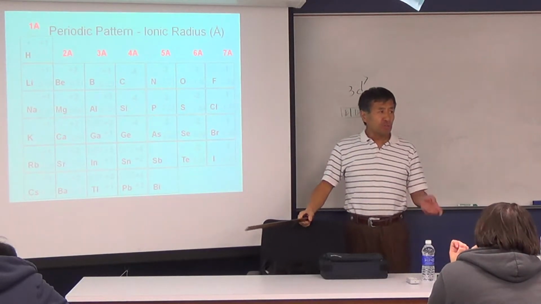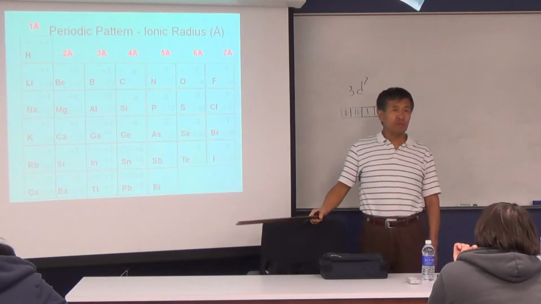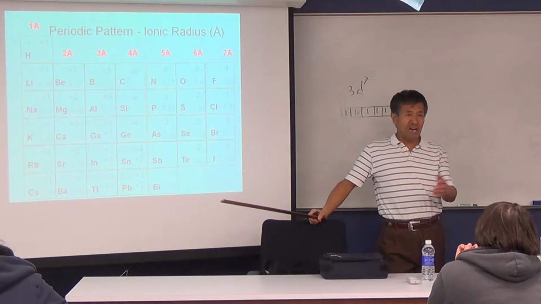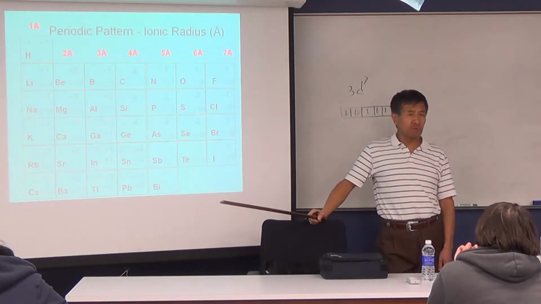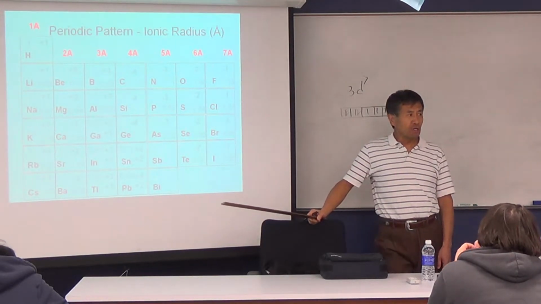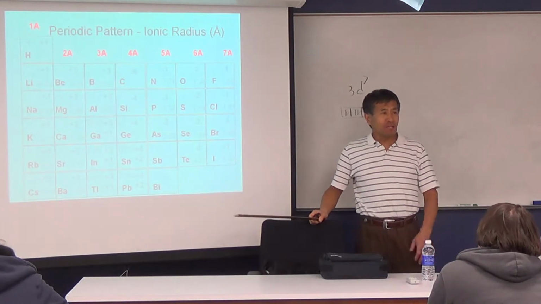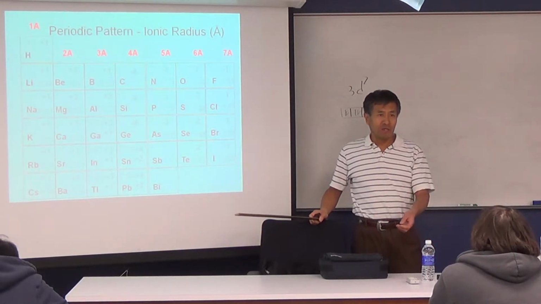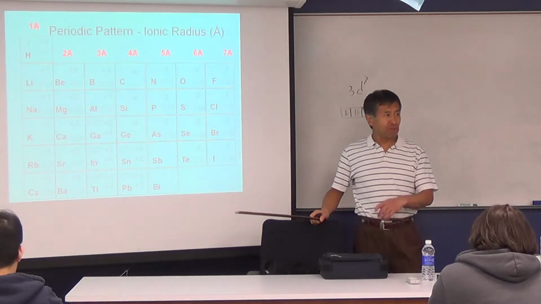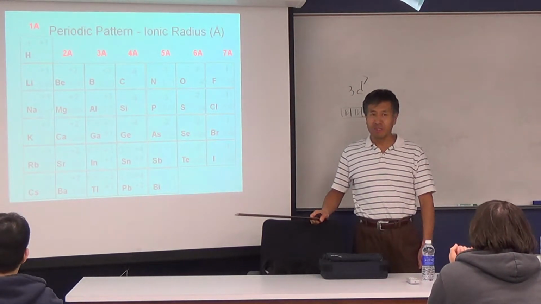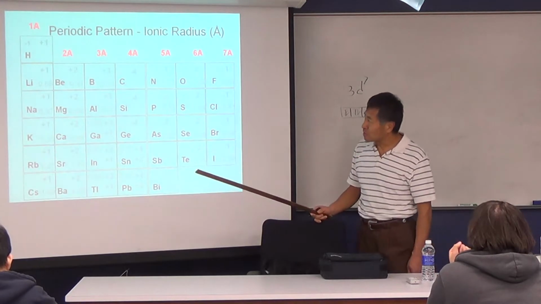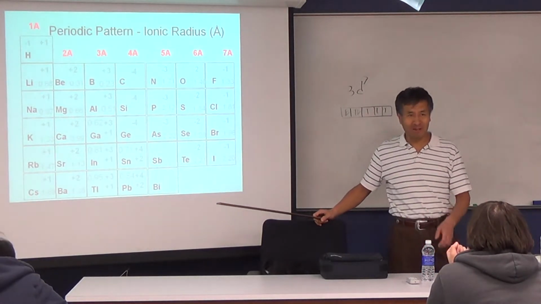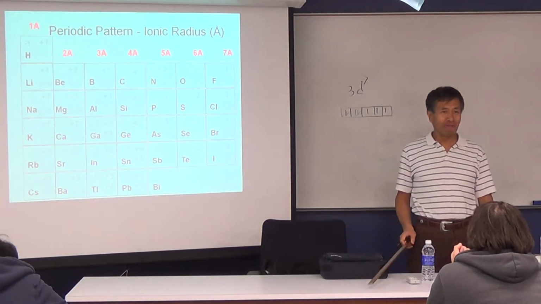Okay? Then we talk about the pattern, compare the ion with the parent, with the neutral atom. That pattern is the positive ion is smaller than the parent. The negative ion is bigger than the parent. You can also see those pictures. We don't have those data here, but on the next slide you'll see that.